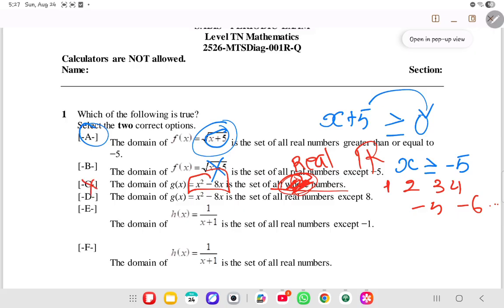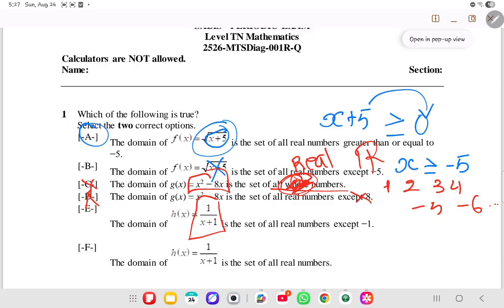The domain of this is the set of all real numbers except 8. This is also wrong because there are no exclusions. Okay, we'll move on to part E. They need the domain of this fraction. So what about the domain of this fraction?